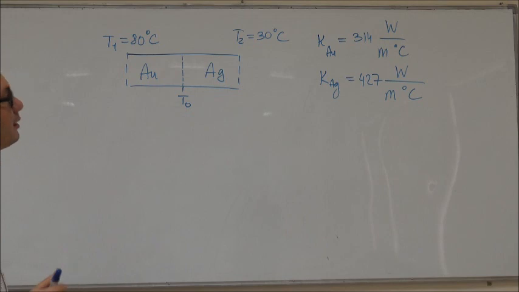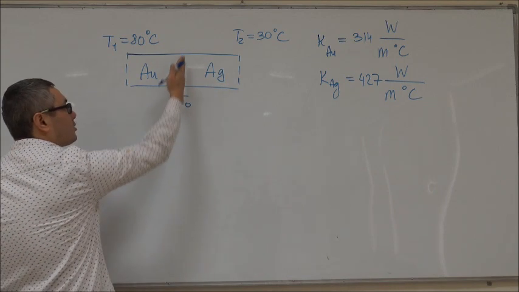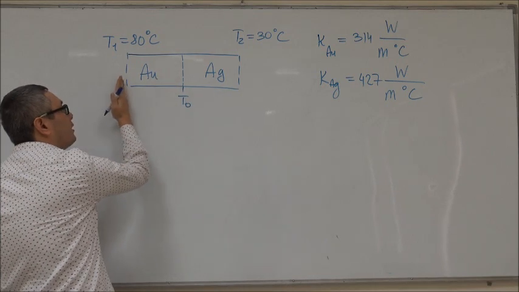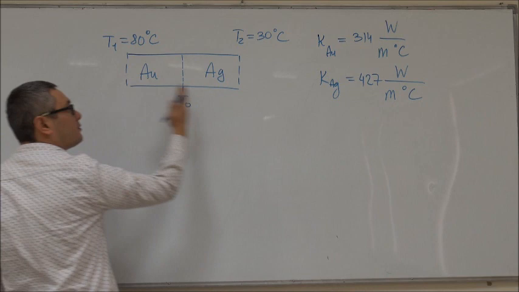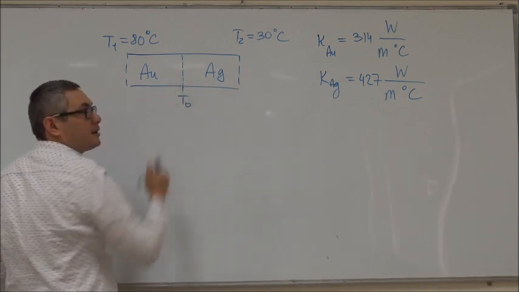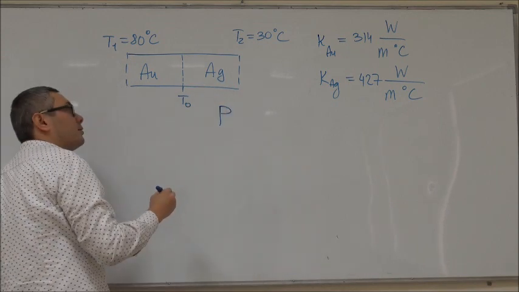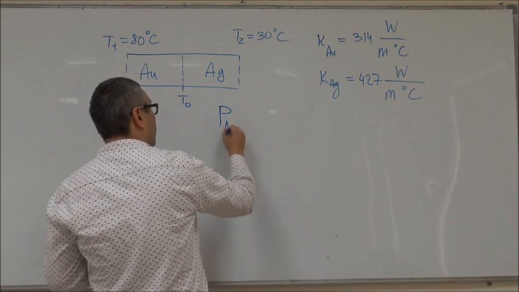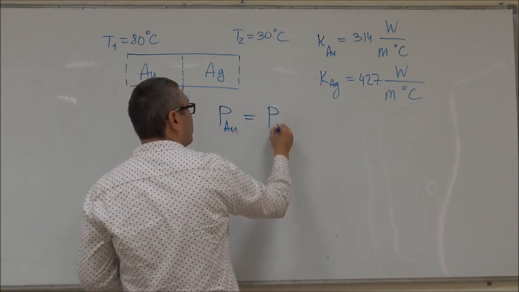We're also given the coefficients of heat conduction for both metals. Well, in steady state, the rate at which the heat is transferred from the interface between these two metals to this side is the same as the rate at which the heat is conducted from this side to the interface. So we can say that at steady state, the rate of heat conduction through the gold is equal to the rate of heat conduction through the silver part.